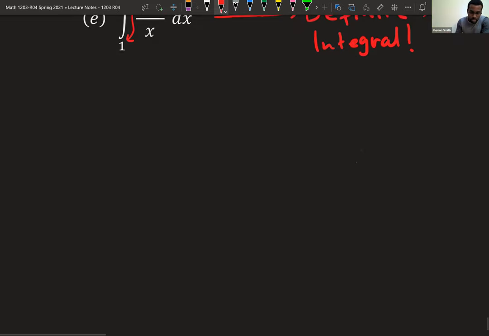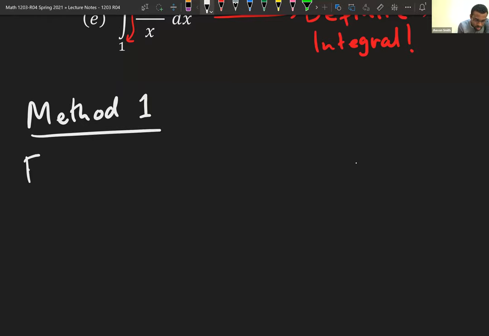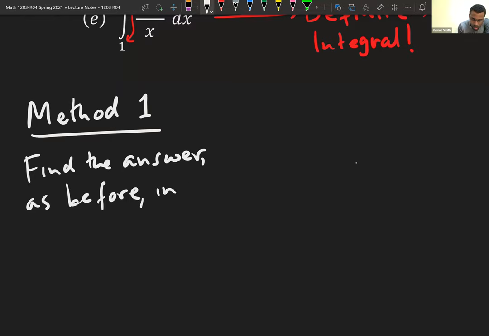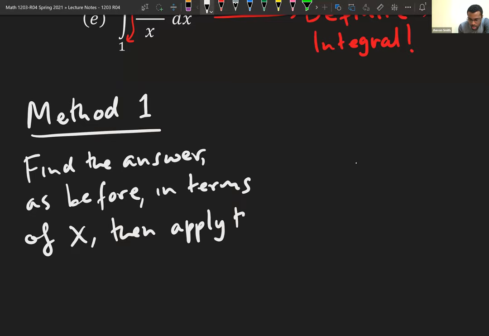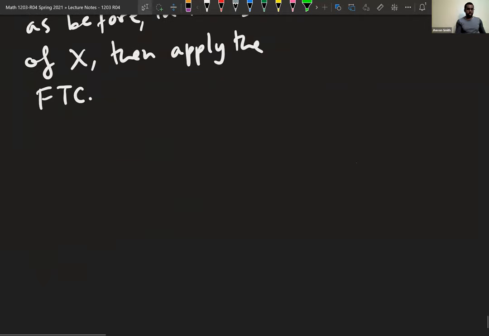So method one, find the answer as before in terms of x, then apply the FTC. Okay, so what would that actually look like? Let's actually do it. So here I have the integral from 1 to e of ln x over x.